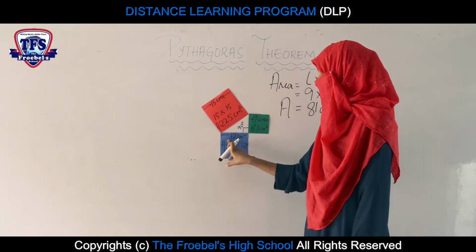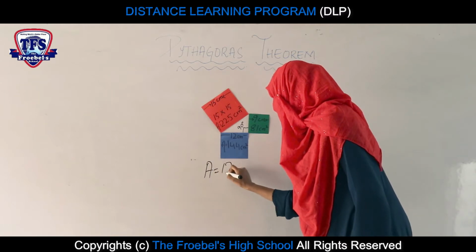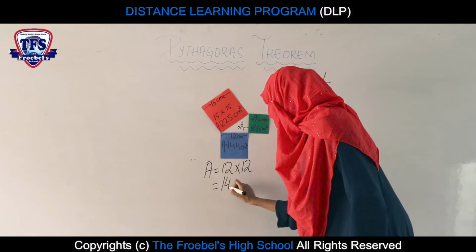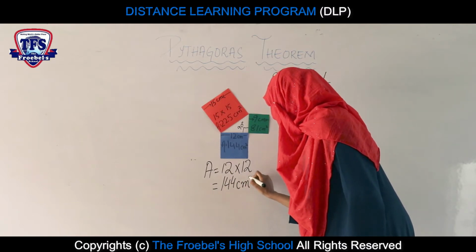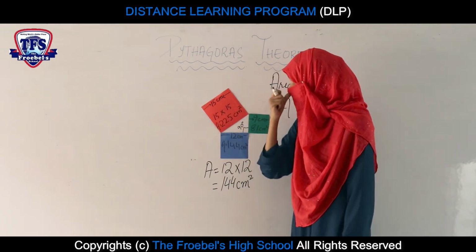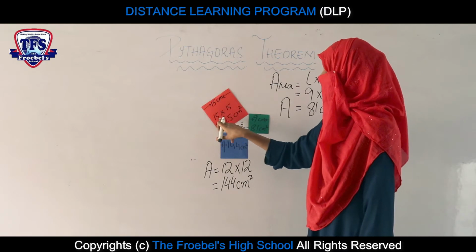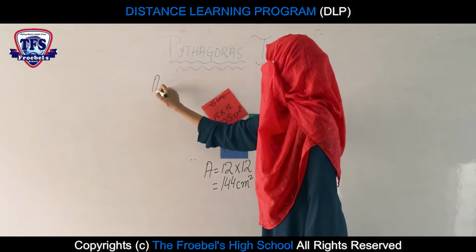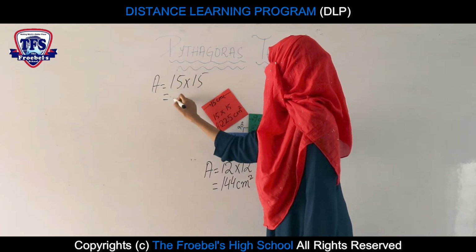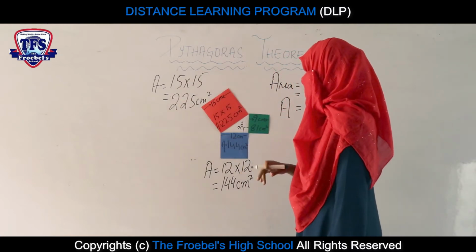Similarly, if I go for this purple square, I will find that the area of this would be 12 multiplied with 12, and this will give me the answer 144 centimeters square. Now, coming towards the largest square, which is of length 15 centimeters, if I want to know the area of this square, this will be 15 multiplied with 15, and it will give me the answer 225 centimeters square.